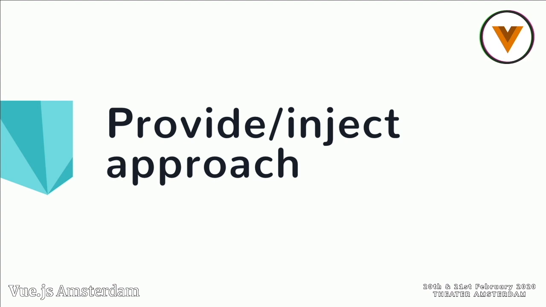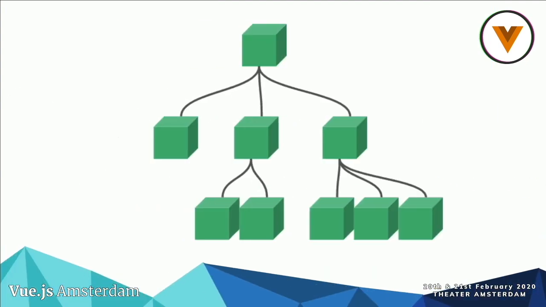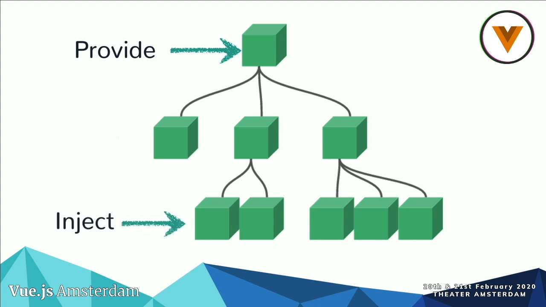So provide/inject, basically, what is it? If we have a component tree, we can provide some data in the root component, and then we can inject this data in any component which is a child of the root in the component tree. We don't need to pass it all the way. And this was great for dependency injection. Lots of plugins even use provide/inject. But there is one trick. This data is not reactive.